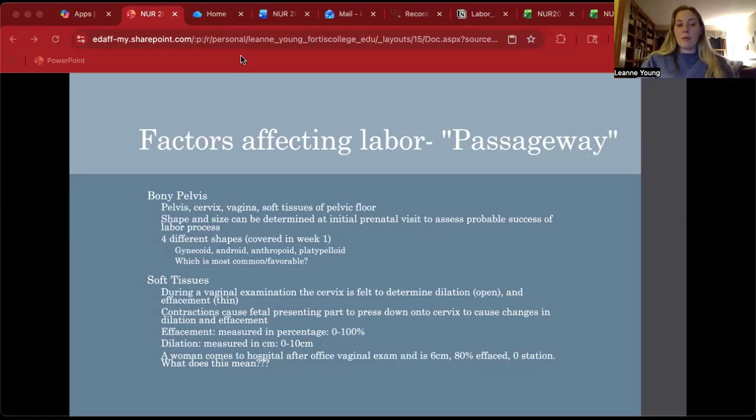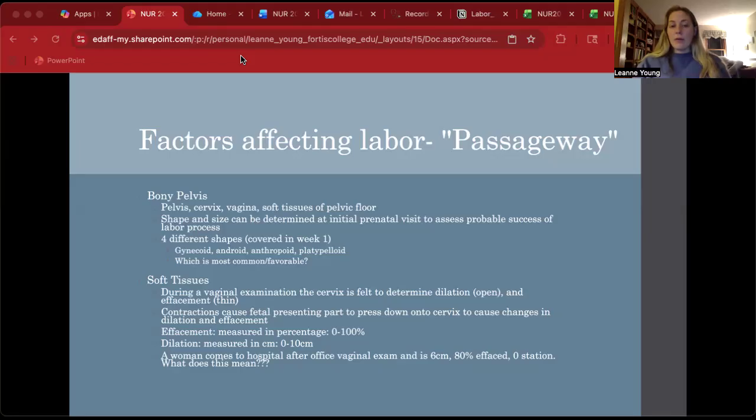So, for example, if a woman comes to the hospital after an office vaginal exam and she is 6 centimeters, 80% effaced, and that baby is at zero station, what do we think this means? Let's think about what our cervical dilation and effacement definitions are. 6 centimeters is over halfway dilated, right? If we're going from 0 to 10, 0 being closed, 10 being the cervix is completely gone or as open as it's going to be and that baby is going to deliver, she's pretty progressed at this point. 80% effaced means that that cervix is already almost 100% thinned out.